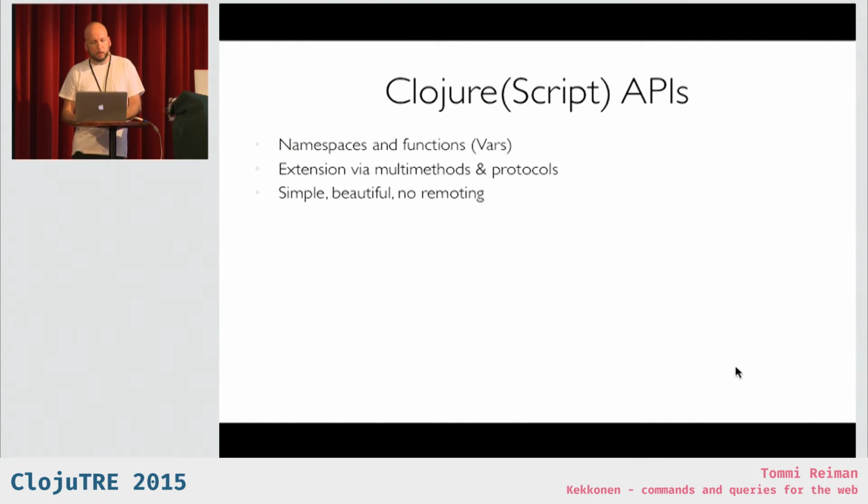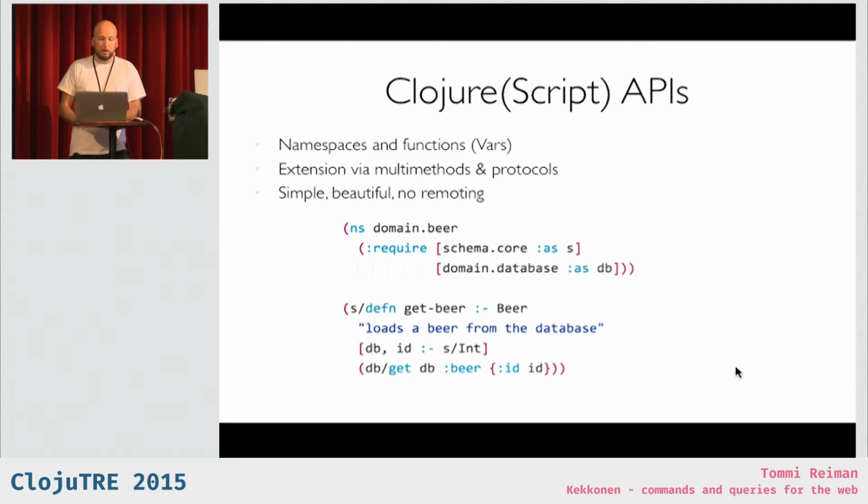So, how do we do APIs with Clojure? We have namespaces and we have functions, basically, and some methods to extend them, which are multimethods and protocols. And this is the thing we love. So here's an example API.